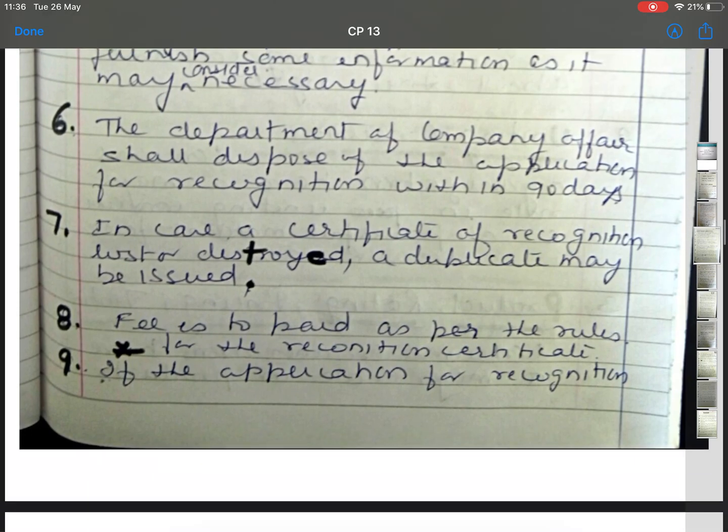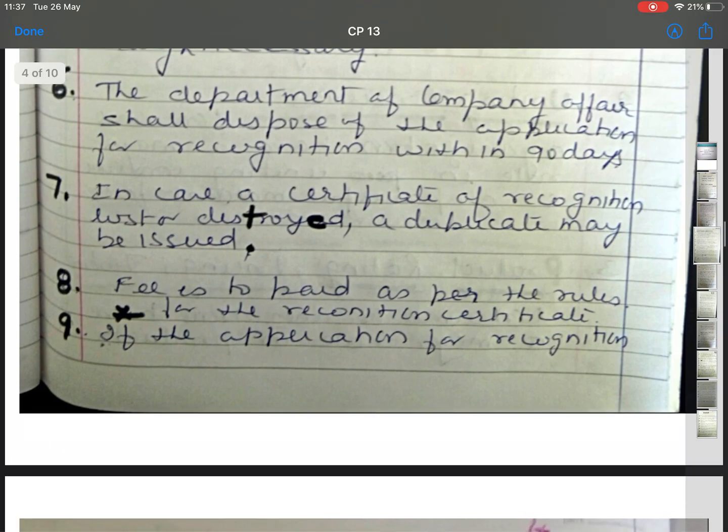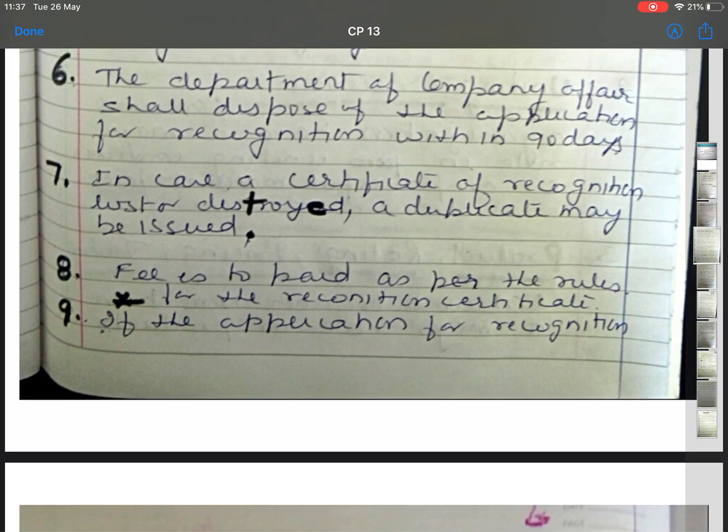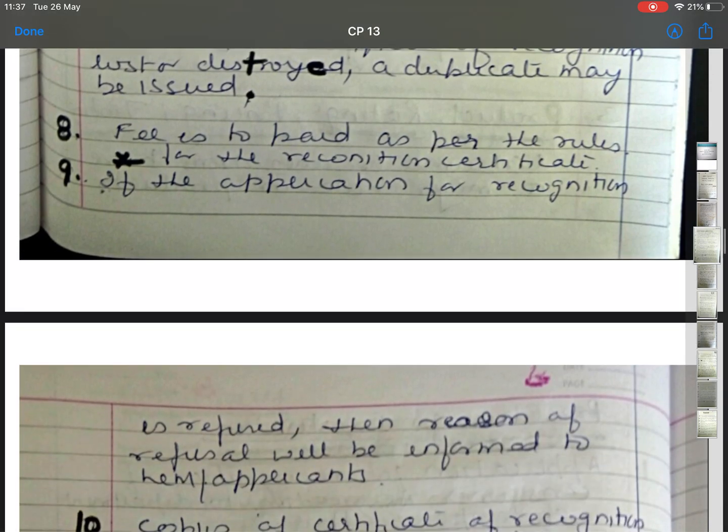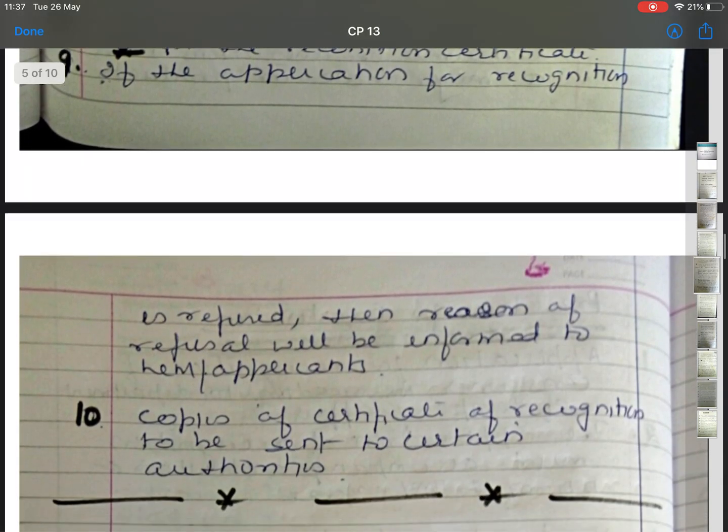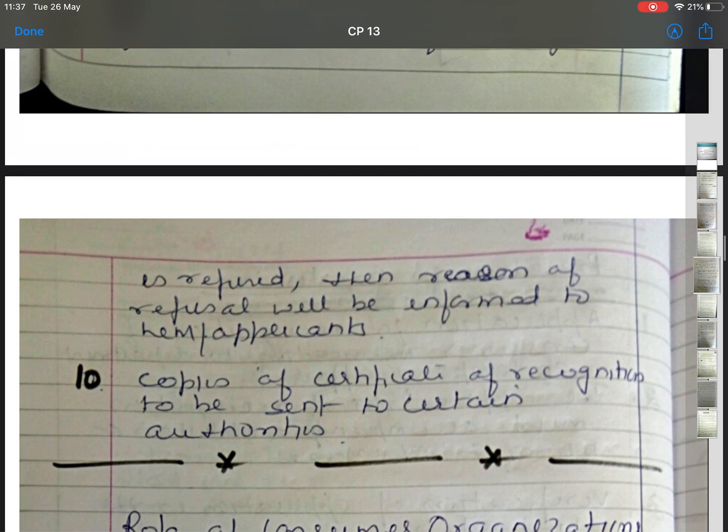And in case a certificate of recognition is lost or destroyed, then a duplicate may be issued with the submission of some fees as required by the law. A fee is to be paid as per the rule for the recognition certificate. If the application for recognition is refused, then the reason of refusal will be informed to the applicant. And last is copies of certificate of recognition are to be sent to certain authorities. So this is the procedure of recognition of organizations.